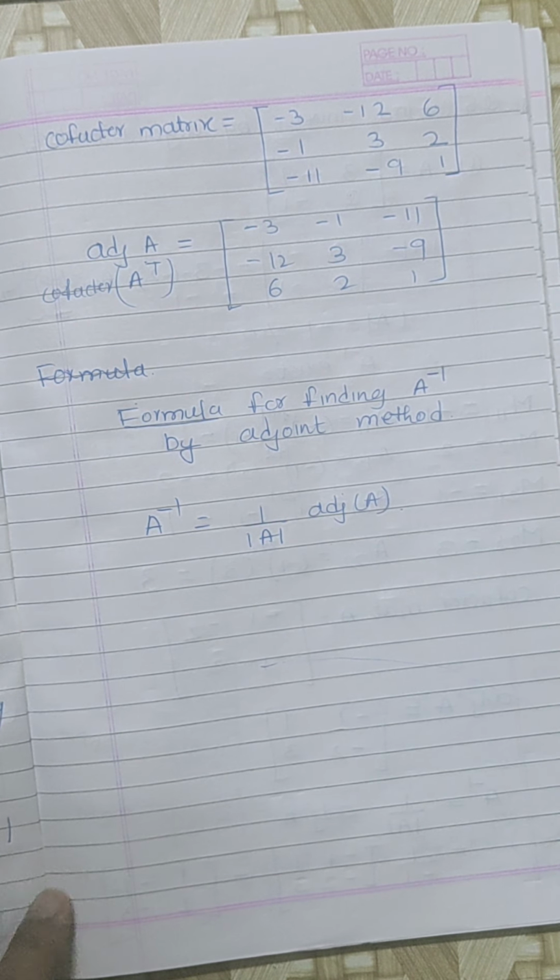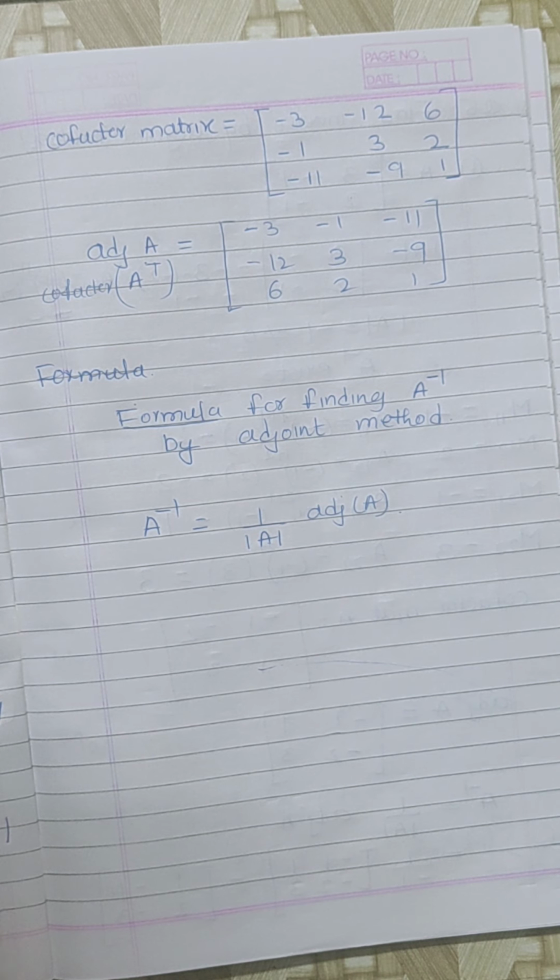Now the next sum, that is question number 5. Question number 5 is: find the inverse of the following matrices by the adjoint method.